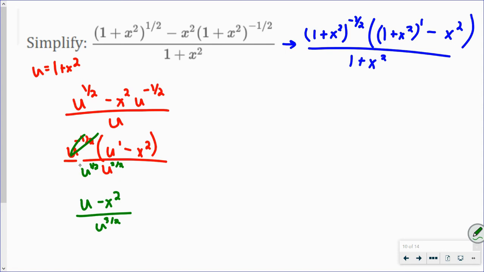Now we can plug u back in. If we go up here to this one, this is to the first, so it doesn't matter. The parentheses don't matter. I have x squared minus x squared, which cancels. So you have a 1. Well, this is all that's left. So 1 times that just stays that. So you have x times 1 plus x squared to the negative half over 1 plus x squared.